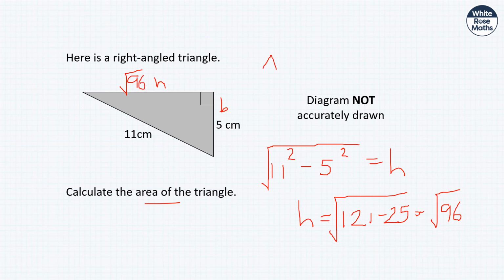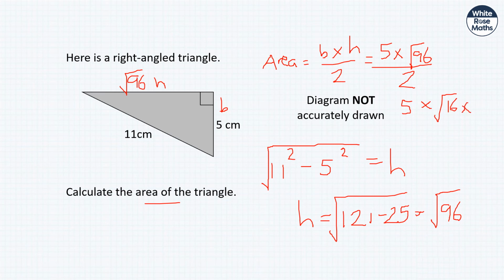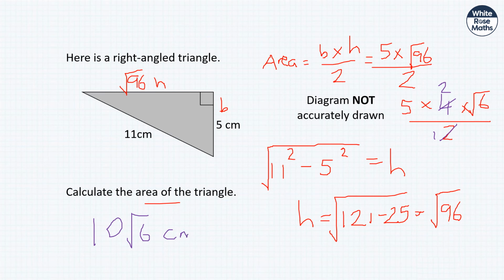So the area will be base times height divided by 2, or a half base times height, either way. It'll be 5 times root 96 over 2. Let's just simplify this part first to make it a bit easier. So it's 5 times the square root of 16 times the square root of 6, all over 2. The square root of 16 is going to be 4. Divide top and bottom by 2. I get 1, I get 2 there. 5 times 2 is 10. So my final answer is 10 root 6 centimeters squared in exact form.